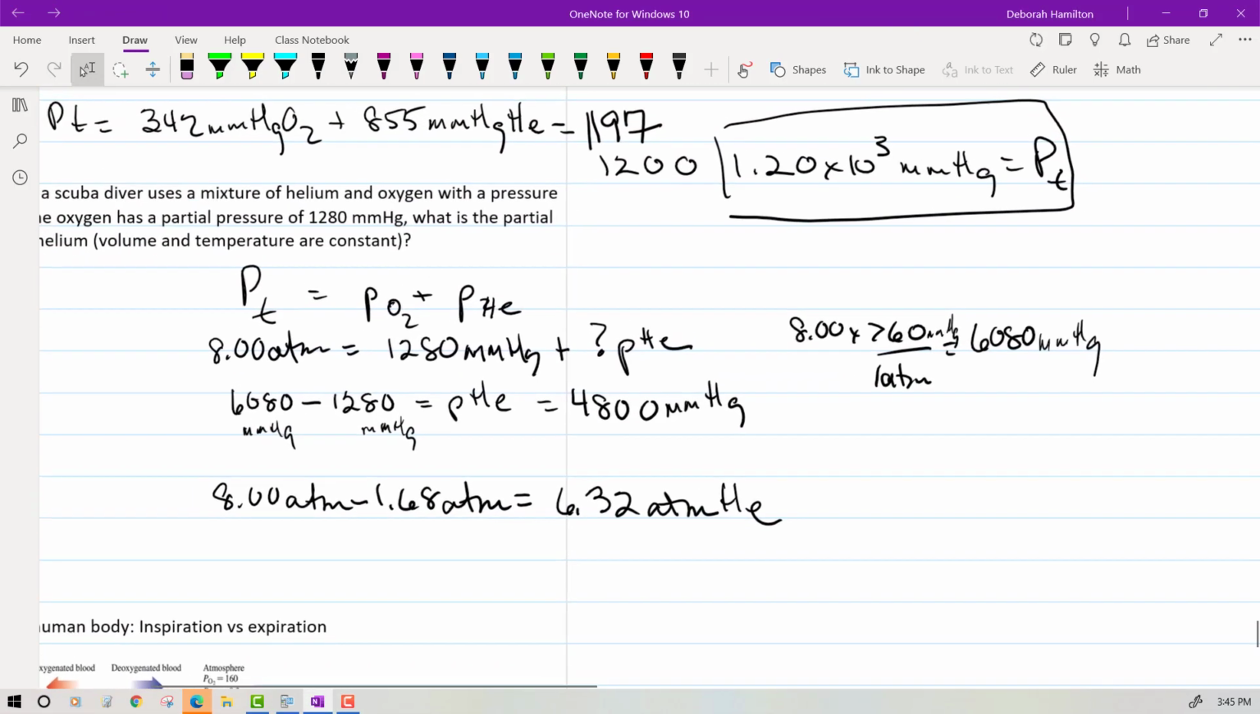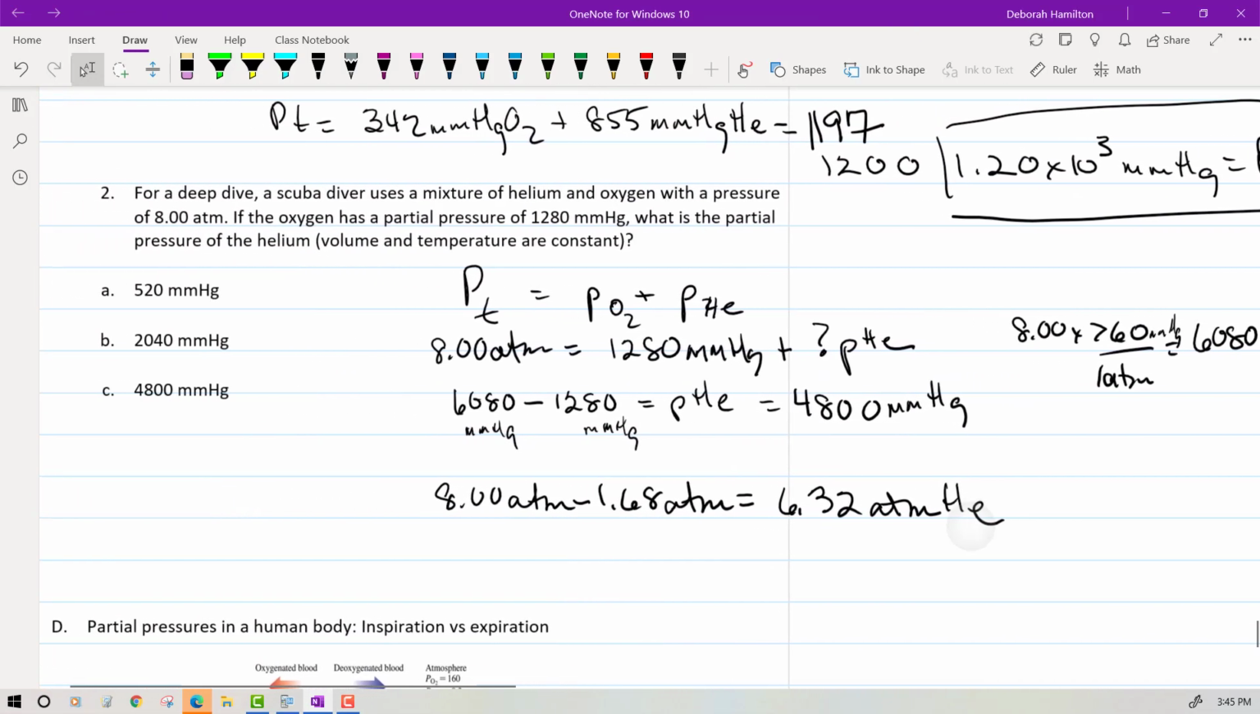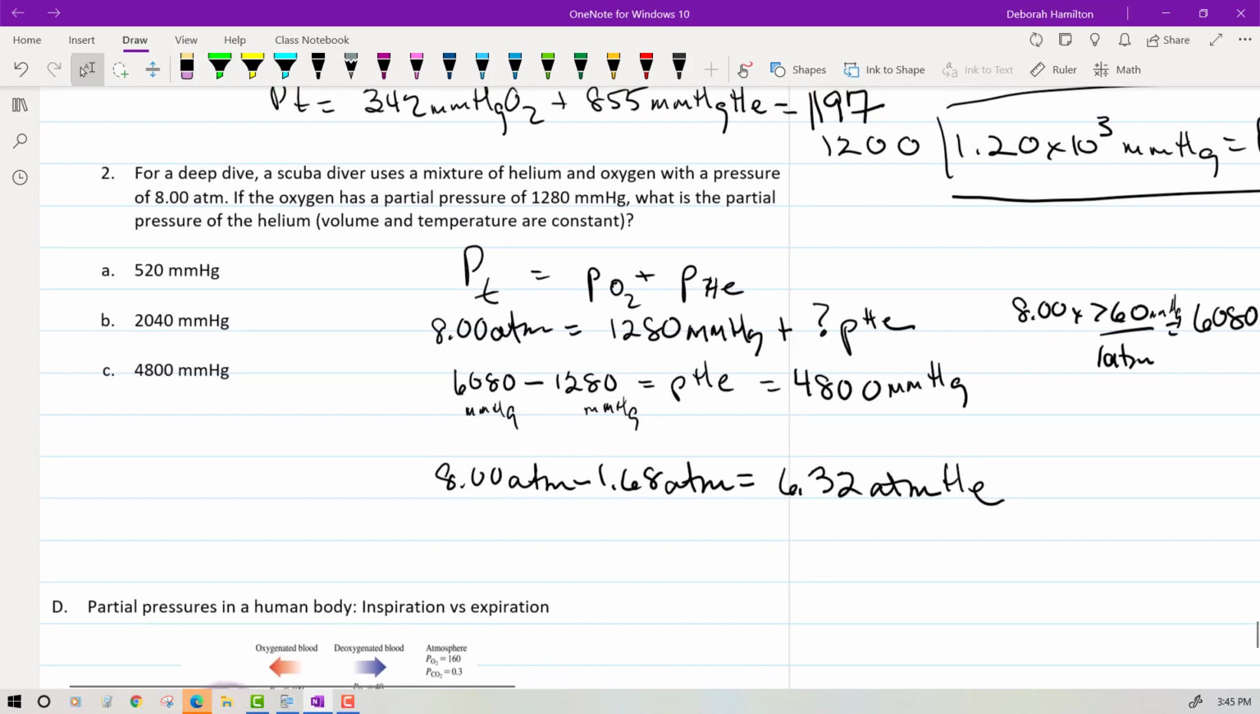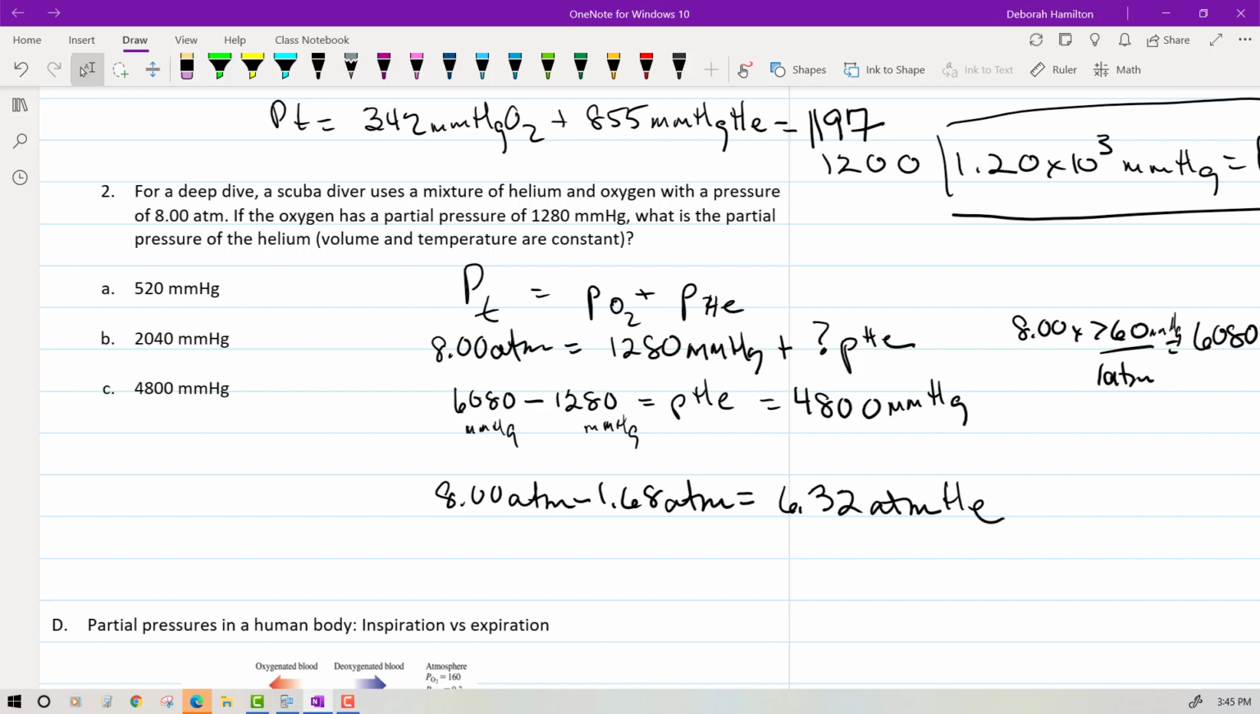Okay, so this problem was looking for a partial pressure. They gave you a P total. I hope you caught that. The P total was 8 atmospheres. They gave you 1,280 millimeters of mercury for the partial pressure of oxygen, and we needed to find the partial pressure of the helium.